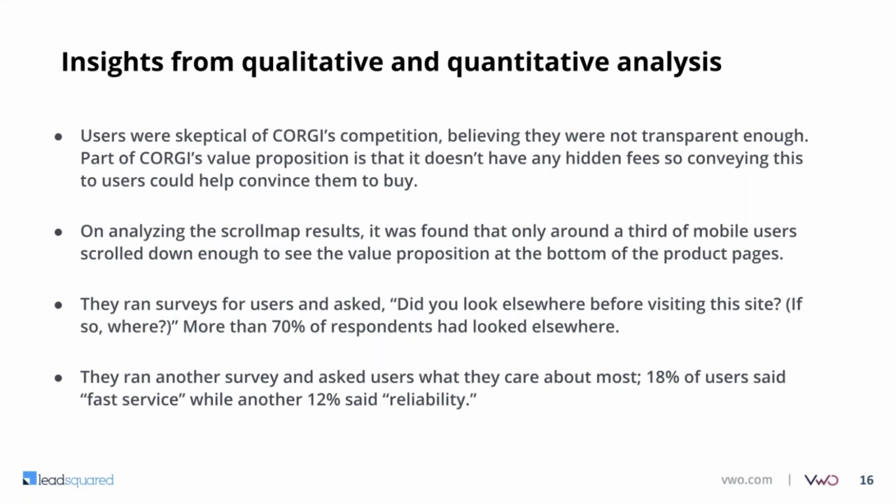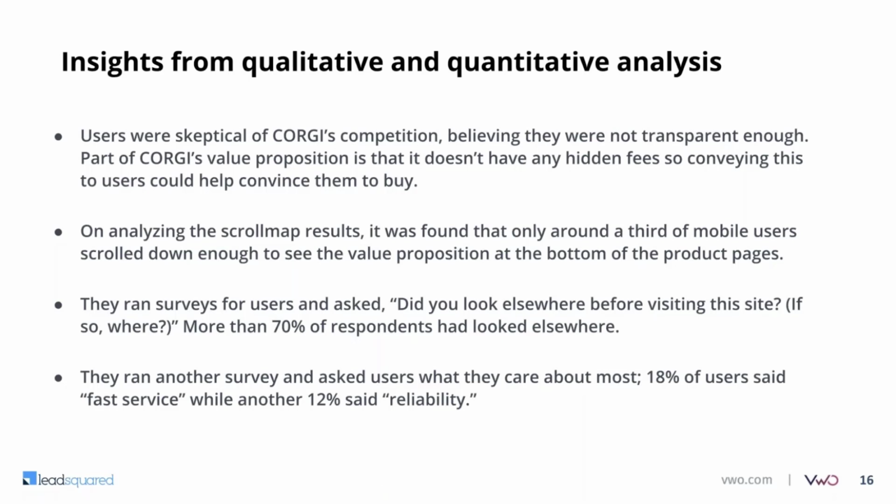They also ran a survey where they asked their users if they looked elsewhere before visiting the site, and more than 70% of the respondents had looked elsewhere. Similarly, they also asked their users what they care most about. 18% of the users said fast service, while another 20% said reliability. So if you are not able to get certain answers from your qualitative analysis, it's really important to ask the users directly by running surveys. This is exactly what they did.